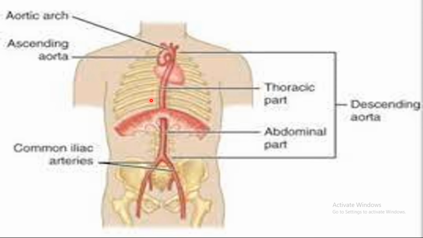The diaphragm divides the descending part of the aorta into the thoracic aorta and abdominal aorta. The part above the diaphragm is called the thoracic aorta, and the part below the diaphragm is called the abdominal aorta. And this is the aortic orifice that is found in the diaphragm to give way to the aorta. And here the aorta bifurcates into the terminal branches, the left and right common iliac arteries. The bifurcation point of the aorta is at the level of the L4 vertebra.